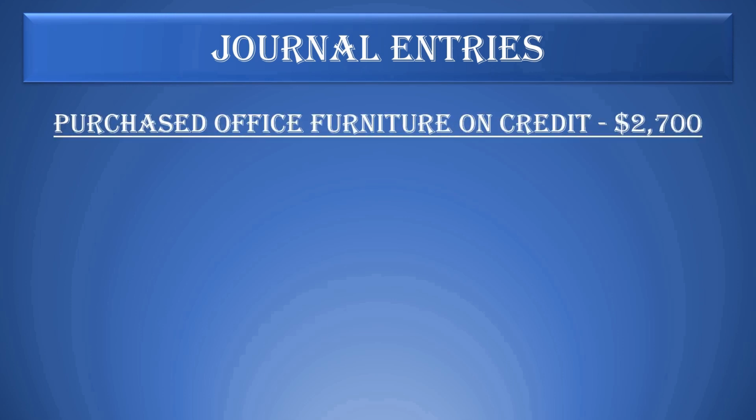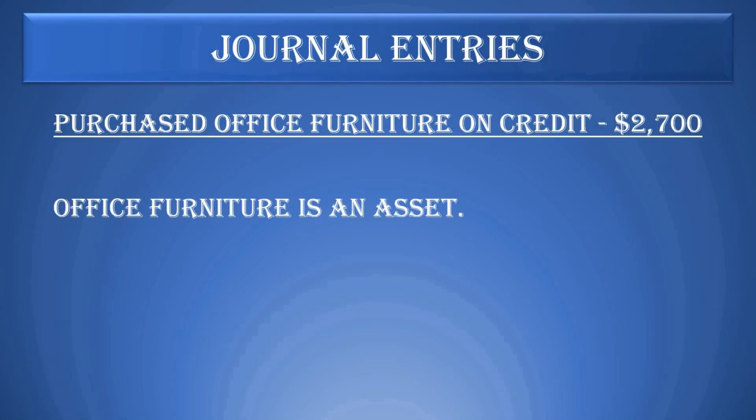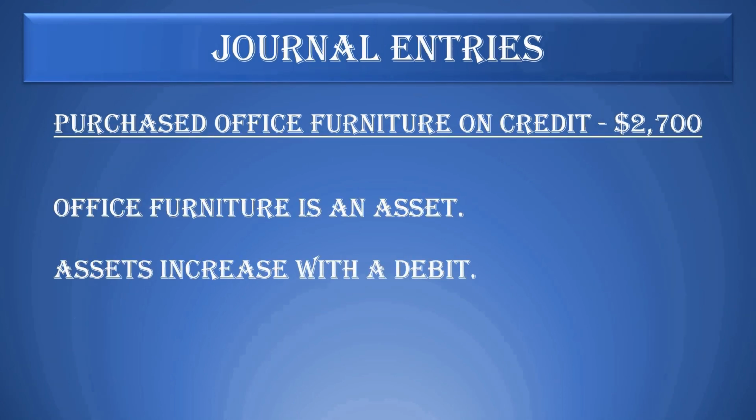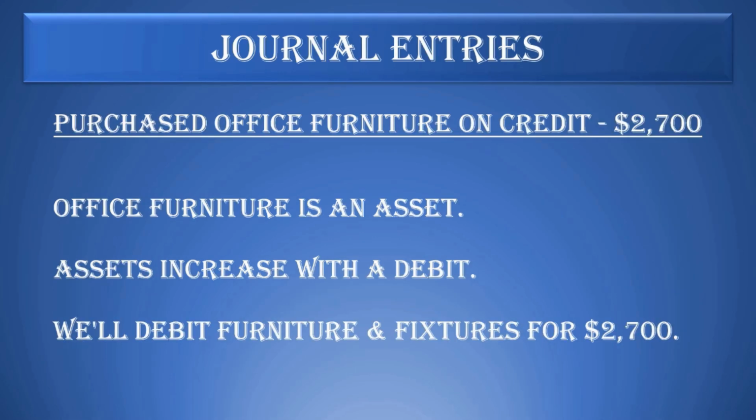Next, we purchased office furniture on credit with terms of 30 days. Total purchase was $2,700. Let's analyze this. Office furniture is definitely something that we expect to use for several years. So it's an asset. Assets increase with a debit. So we'll debit furniture and fixtures account for $2,700.